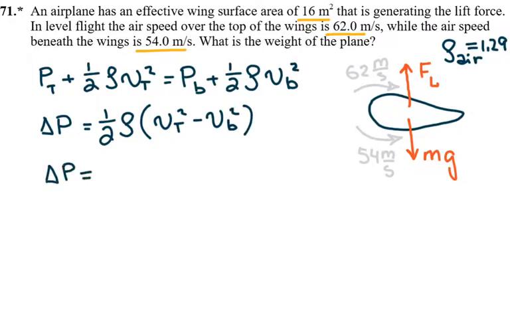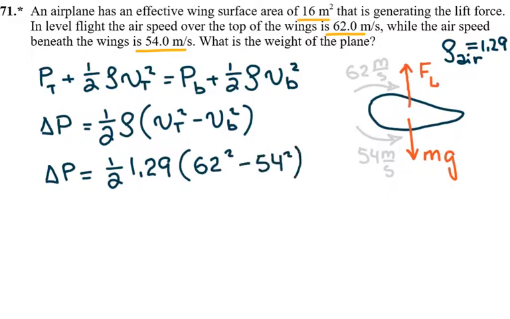So the pressure is equal to 1/2 the density, and then the velocity on the top is 62 squared, and the velocity on the bottom is 54 squared. So that gives me the change of the pressure between the top and the bottom is equal to 598.56 Pascal.